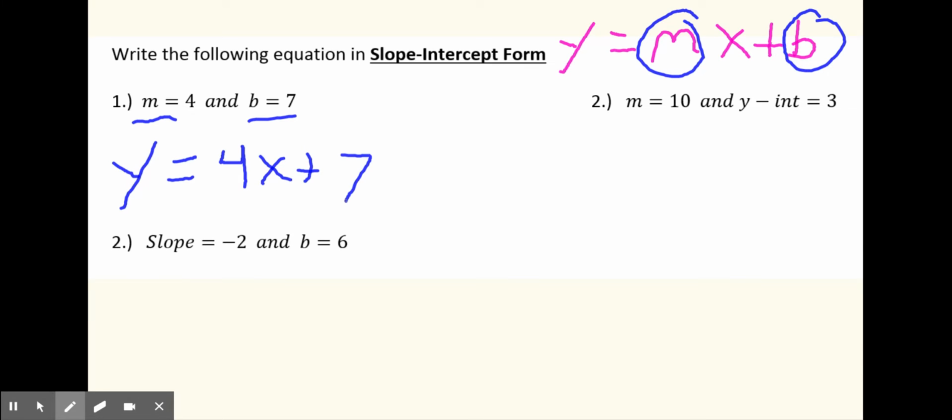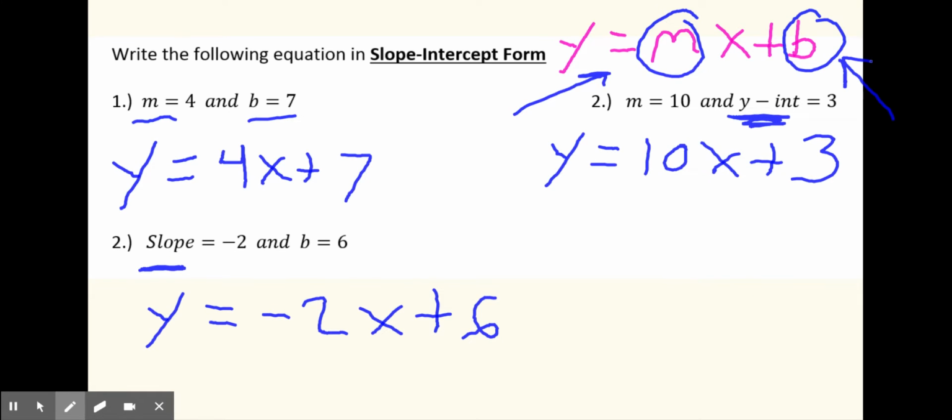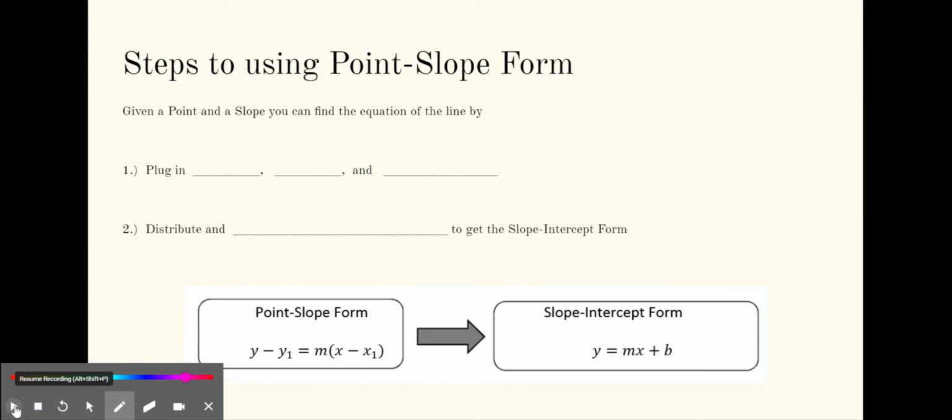They might write it a little differently. Instead of b, they might say y-intercept. That's still representing b, so this one would be y equals 10x plus 3. And then sometimes instead of m, they'll write the word slope, and this would be y is equal to negative 2x plus 6. Again, if they give you m and b just right from the start, you can just plug it straight into slope-intercept form.